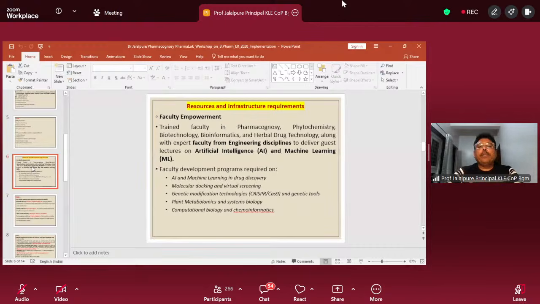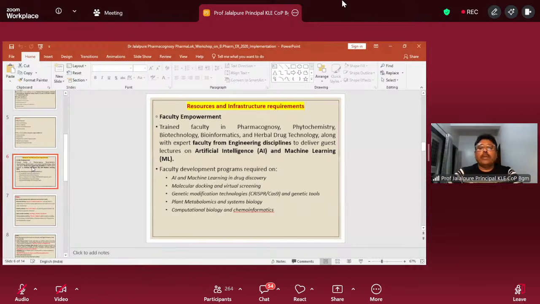Faculty development programs are required to empower our teachers in areas like AI and machine learning in drug discovery, molecular docking and virtual screening. Genetic modification technologies in the subject pharmacognosy have been included, and how the genetic tools work in these areas, faculty should also be aware of. So there should be a requirement of faculty development programs in all these areas.